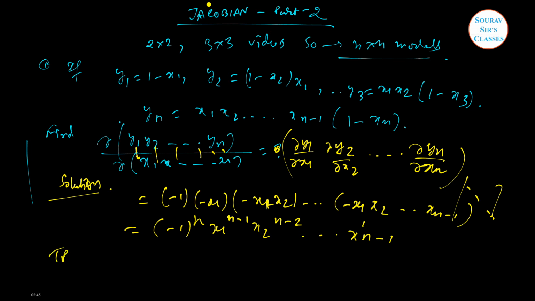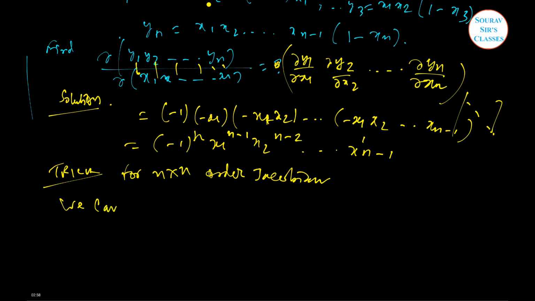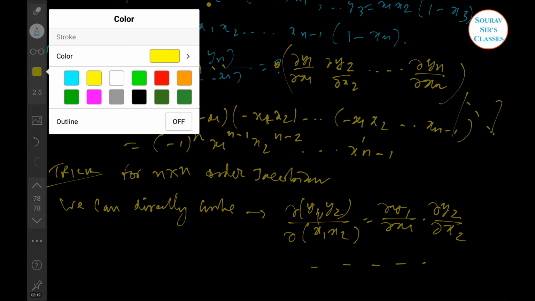So the trick is, for an n into n order Jacobian, we can directly write del of y1 y2 in a small order. I'm just showing you. So this is del y1 del x1 into del y2 del x2 and so on in an extensive format. Okay, we change the color, let's make it green.